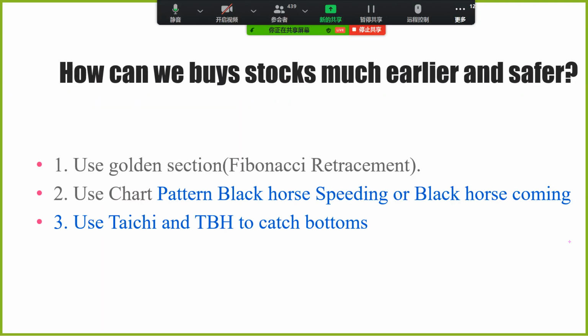First one, because now we confirm there will be an opportunity here around the US election. But how can we buy stocks much earlier or safer? Sometimes no need to buy very early. The most important thing is to buy safer. Okay, how? Number one, use golden section, or somebody calls it Fibonacci retracement. I call this kind of thing mathematics.